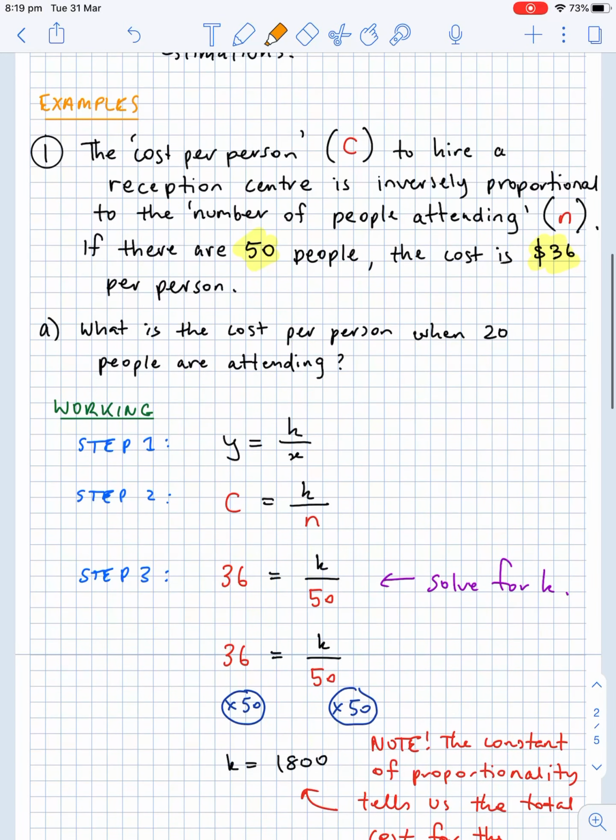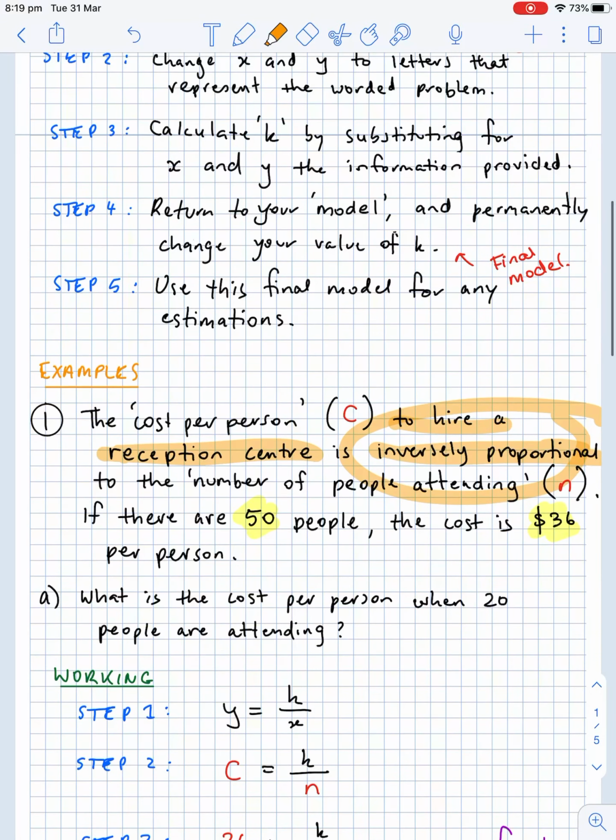Okay, so let's do an example. Hopefully this will clear up any confusion. The cost per person, so that's C. The cost is going to vary. It's a variable. The cost per person to hire a reception center is inversely proportional. That's where you think to yourself, this is when we use this five-step process.